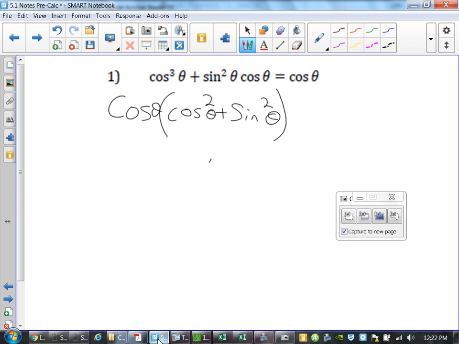So what's cosine squared plus sine squared? One. Cosine equals cosine. But none of these look like this on our quiz. Okay. Let's try another one.